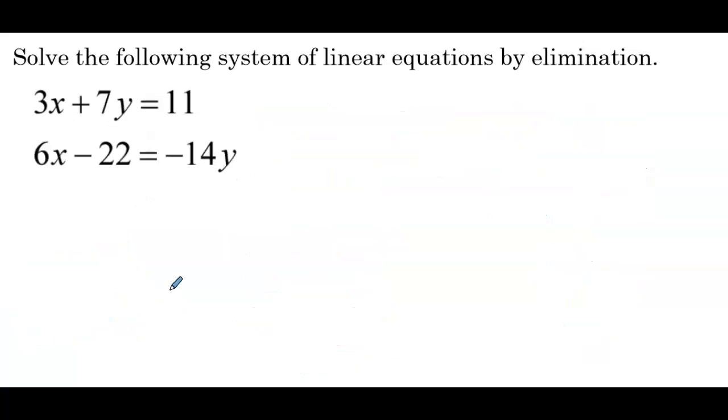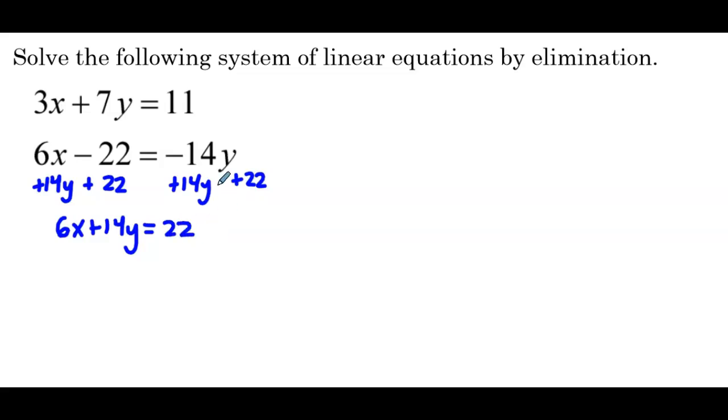Next example is 3x plus 7y equals 11, and 6x minus 22 equals -14y. So first thing is to rearrange that second equation so that all of our like terms are lined up. So we can do that by adding 22 to both sides, and at the same time I'll add 14y to both sides. So that's going to be 6x plus 14y equals 22. And most of you would probably do that in 2 steps, but just so we can get to the elimination more quickly. So we have 3x plus 7y equals 11, and 6x plus 14y equals 22.